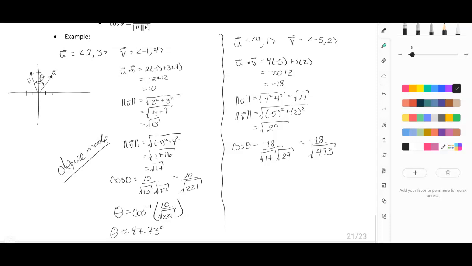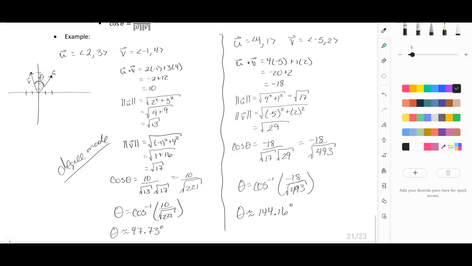So I want you to notice that at this point, we're taking the inverse cosine of a negative number. And since we're taking the inverse cosine of a negative, we know we're going to get something between pi over 2 and pi. Okay, just because of inverse properties of cosine, that's where the cosine would be negative. So we're going to get an obtuse angle here. So inverse cosine of negative 18 divided by the square root of 493. I got theta to be approximately 144.16 degrees.